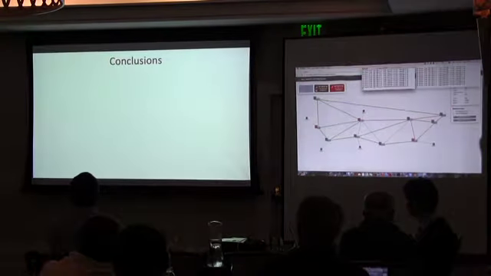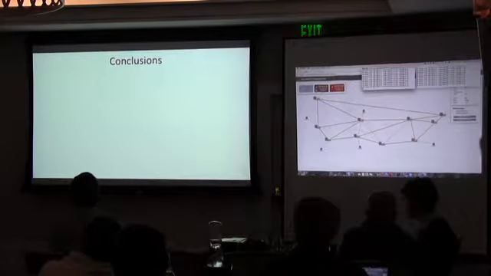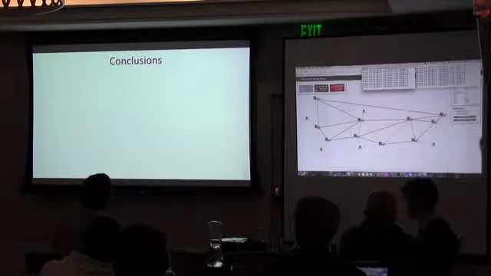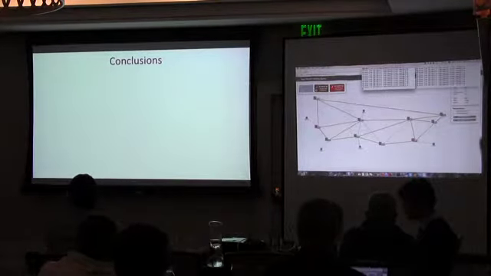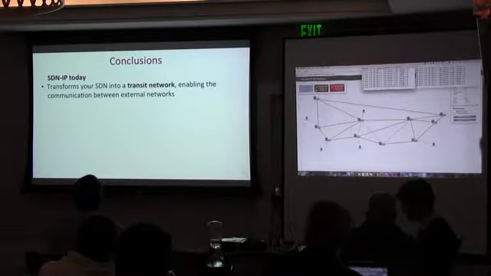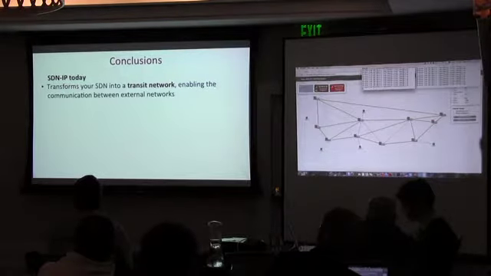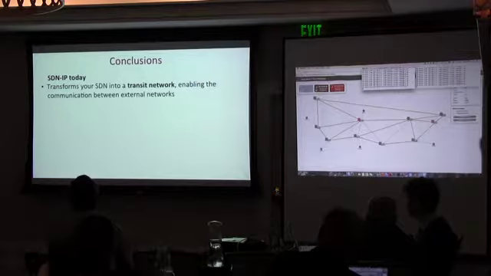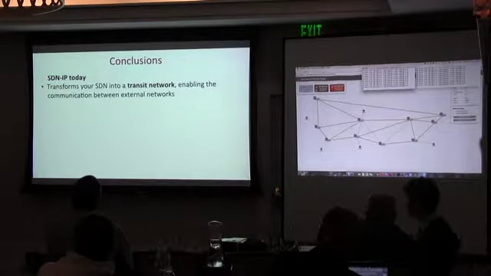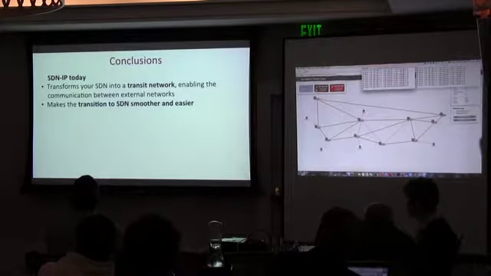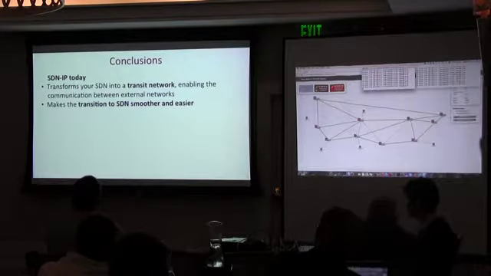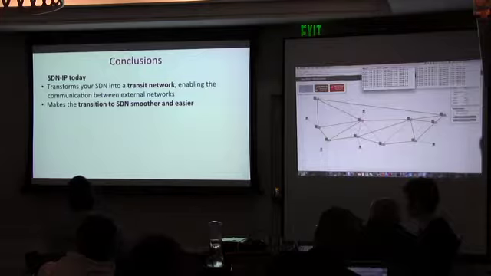So let me recap what we saw today, which is actually what we really have in the distribution you find online in the download. So basically, SDN-IP can actually transform your SDN network into a transit network, thus enabling the communication between external networks. Of course, speaking BGP makes it easier for you to migrate incrementally your existing network to SDN.